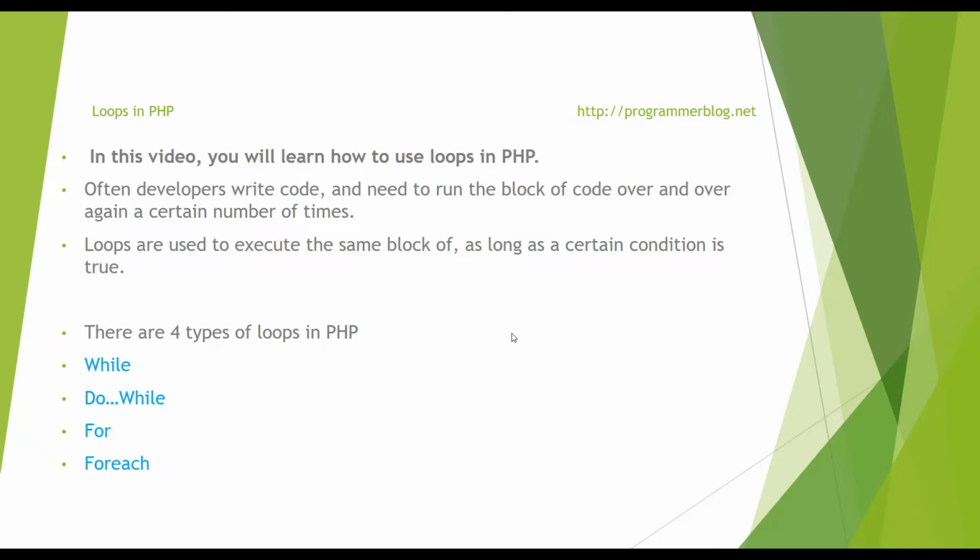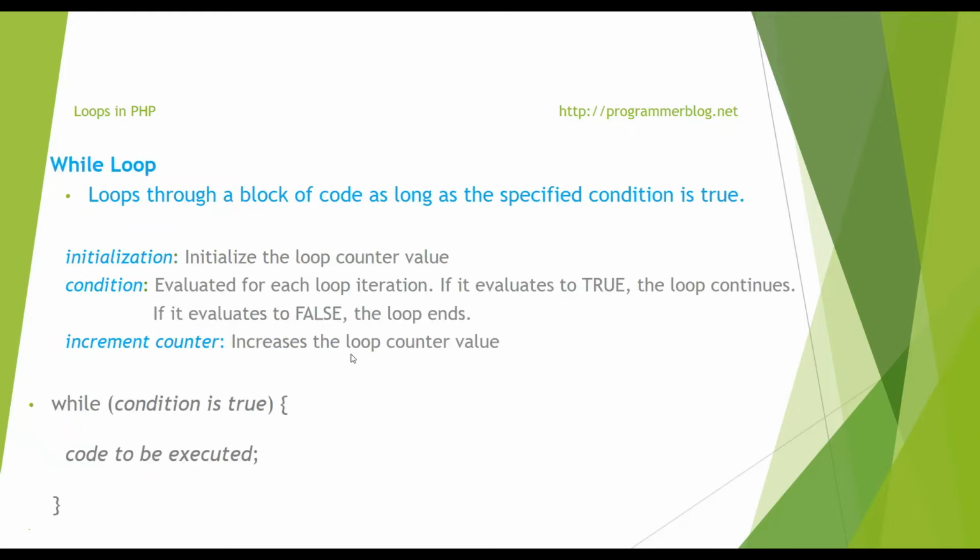These loops are while loop, do while loop, for loop, and foreach loop. In today's video, we will learn about while, do while, and for loop, but foreach loop is normally used to iterate through arrays. So we will learn about the foreach loop in the arrays lesson. A while loop loops through a block of code as long as the specified condition is true.